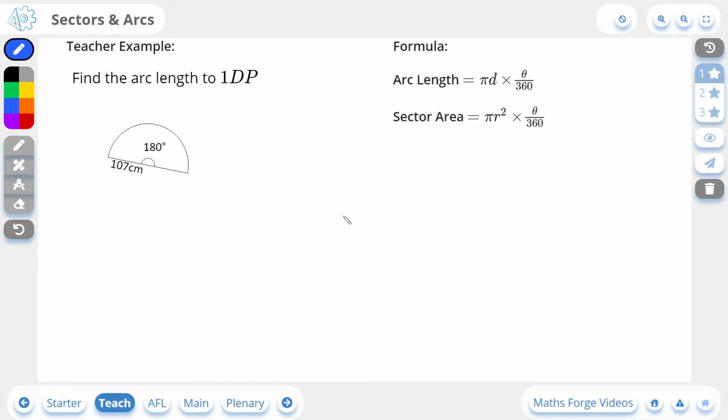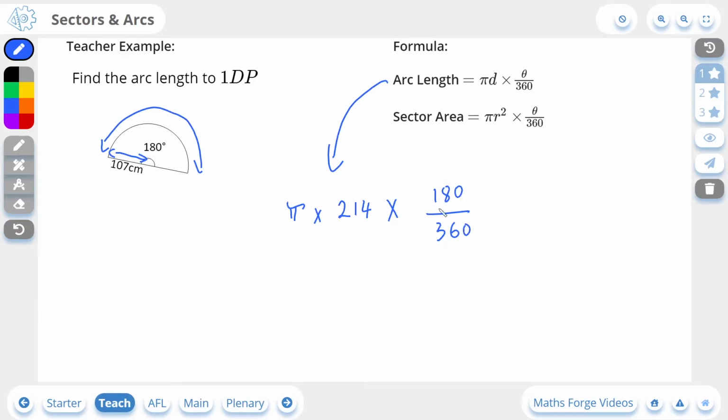We'll do another one-star example. We're being asked to find the arc length to one decimal place, so it's this length here. Okay, so we'll get the formula. It's going to be pi times the diameter, and I believe that this here is the radius. If it was the diameter, the length would have been in the middle. So we're going to double this radius to get the diameter, so that's going to be 214. And we're going to multiply this by the angle made by the arc, which is 180 degrees, divided by 360.